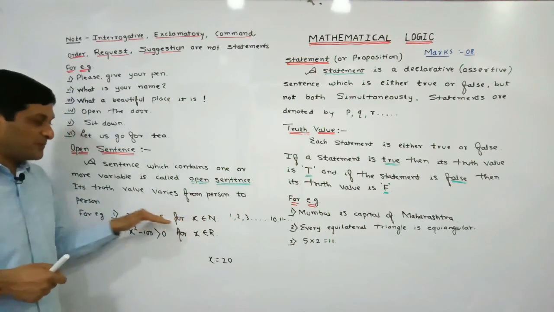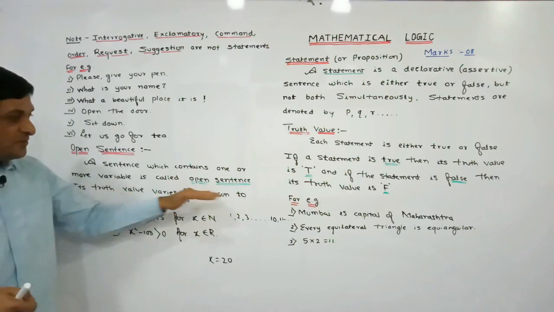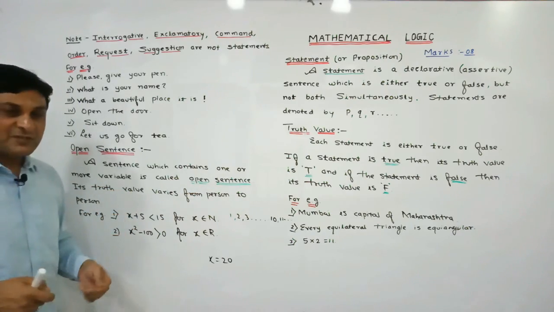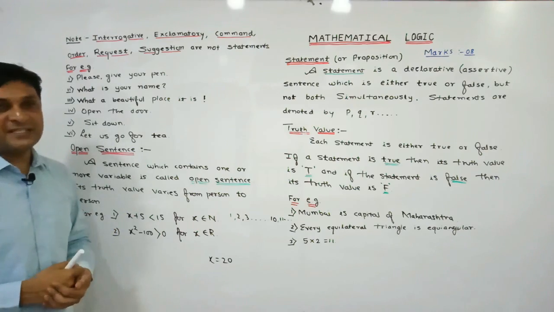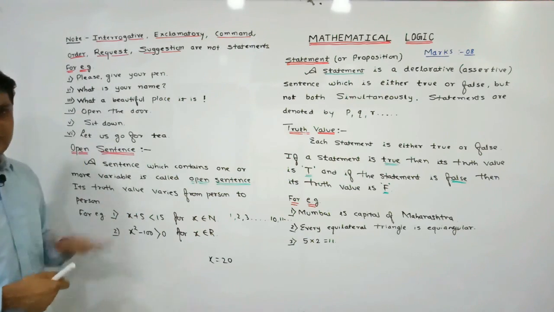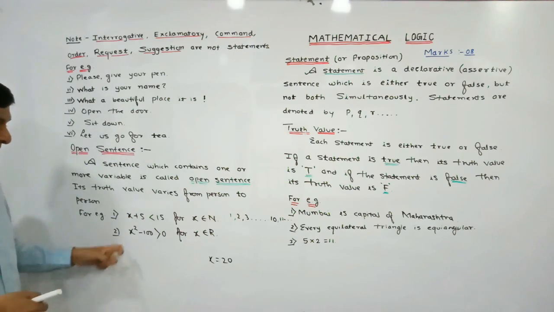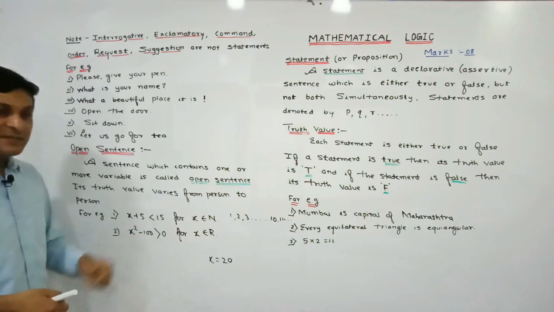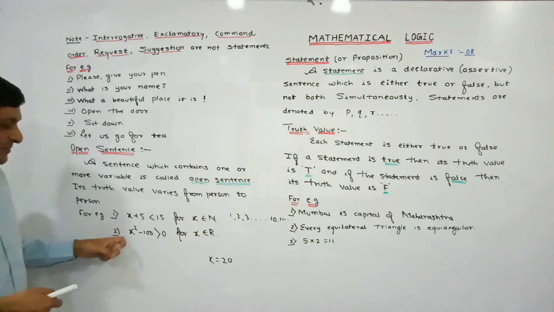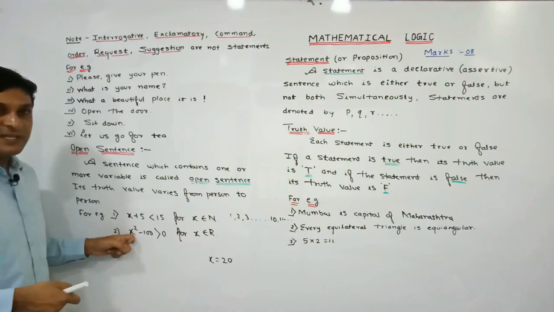So such type of sentences in which truth value varies from person to person, at that time we can say that sentence is what? Open sentence. Consider the second example. x² − 100 > 0. Now if I am substituting value of x equals, say, 5.